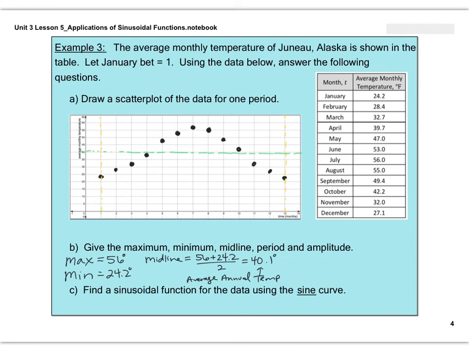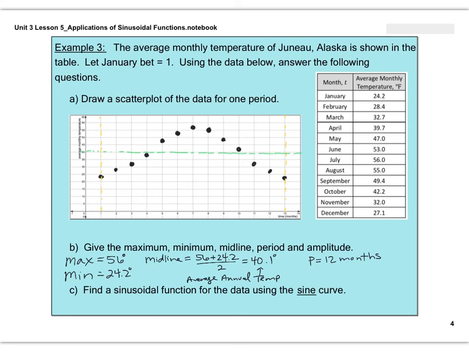Continuing on, what is the period? Well, how often does this repeat? The period is every 12 months. The temperatures are going to start back over in January with cold temperatures and then make their way around.